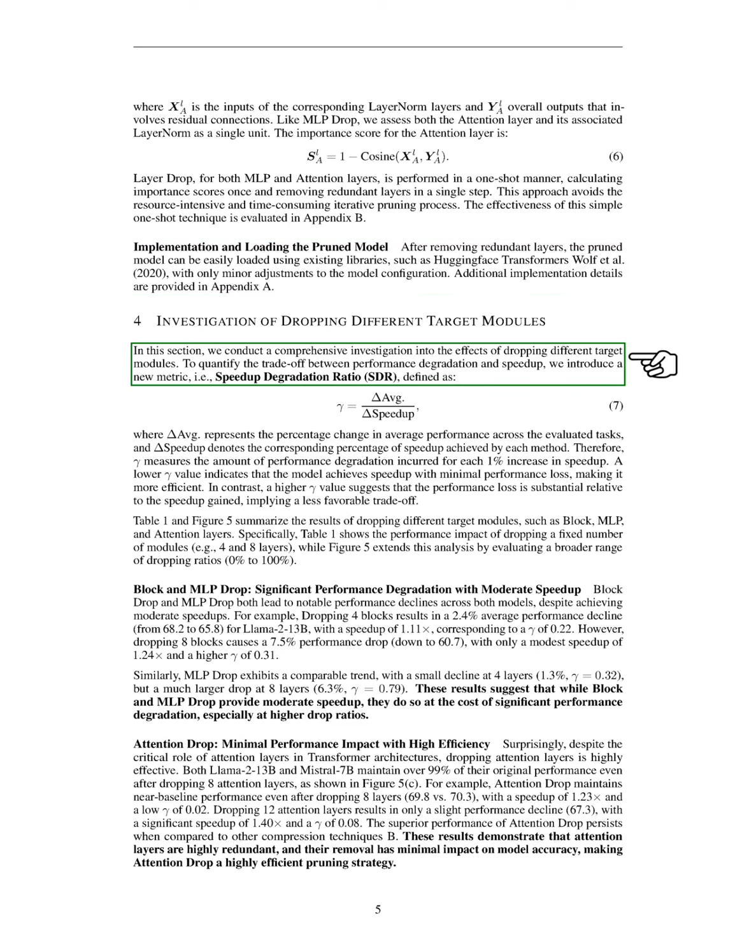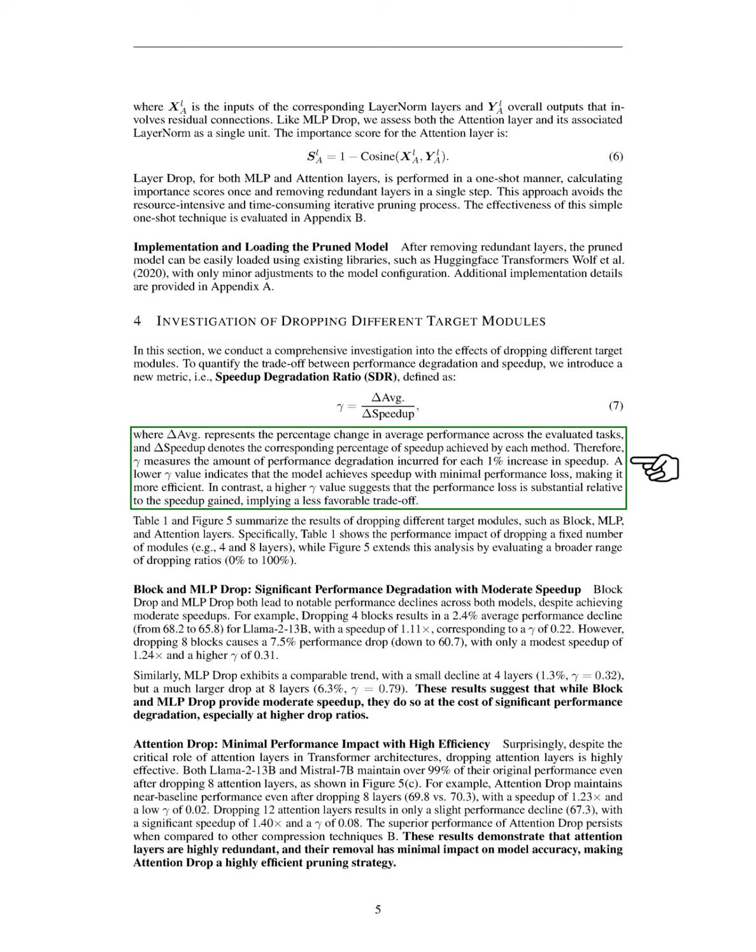Next, we explore the effects of removing different target modules. To measure the balance between performance loss and speed improvement, we introduce a new metric called the speedup degradation ratio, or SDR. This metric is calculated by looking at the percentage change in average performance across tasks and the percentage of speedup achieved. Essentially, this ratio tells us how much performance decreases for each 1% increase in speed. A lower value indicates that we can gain speed with minimal performance loss, while a higher value suggests a significant performance drop relative to the speedup, which is less desirable.